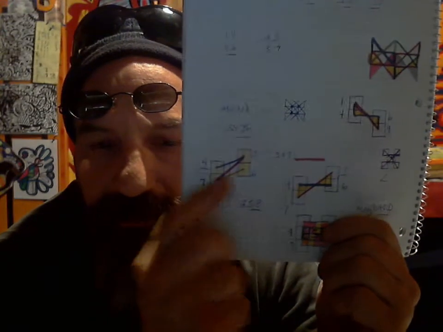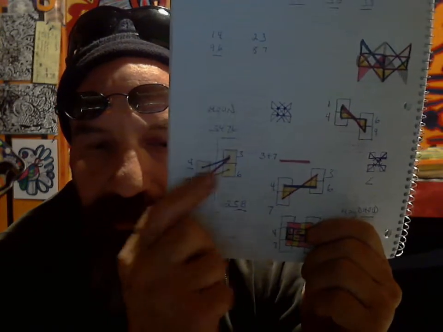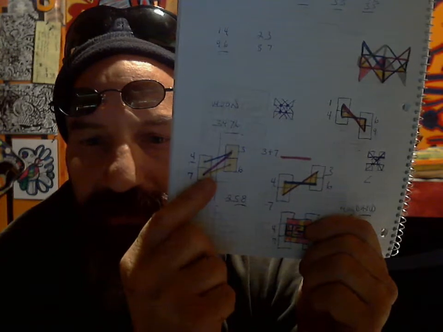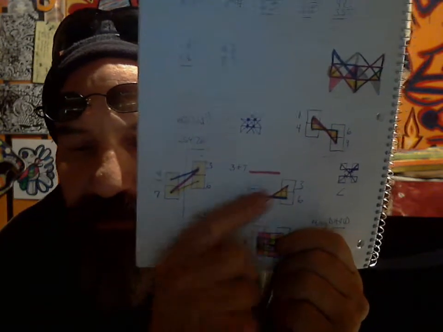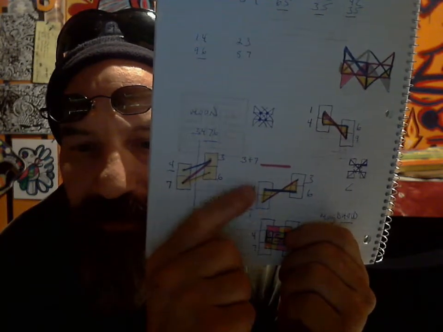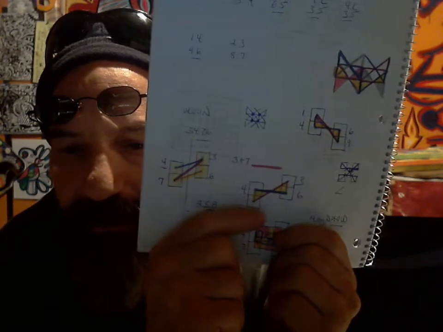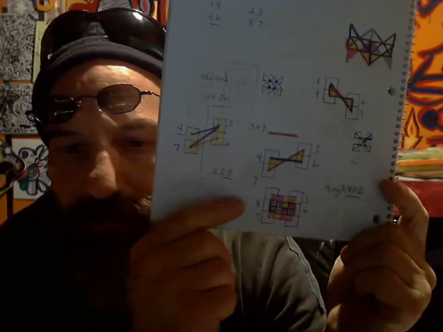4 to 3 is 7, 6 and 7 is 13. 3 and 7 is 10, 7, 10, 13. Here to here is 10. Here to here is 10. Here and here is 11. Here and here is 9. This is what the moon does.